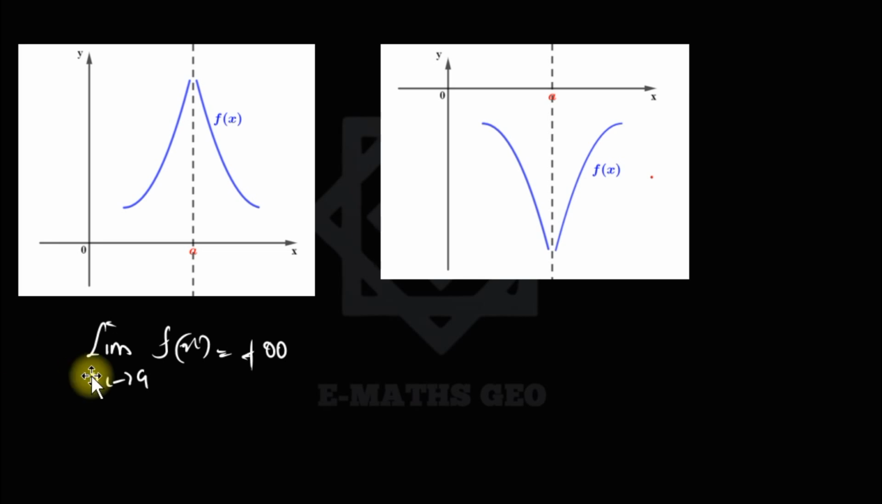You notice here I didn't put negative or positive. Why? Because both the left and right will give us positive infinity, so you can remove the sign. Here, the limit as x tends to a, that's both left and right, as you can see, will give us negative infinity. So that's why I didn't bother putting plus or minus.